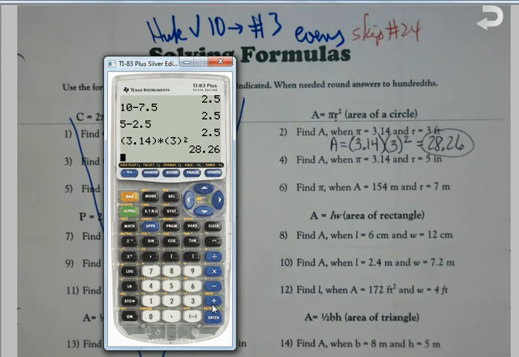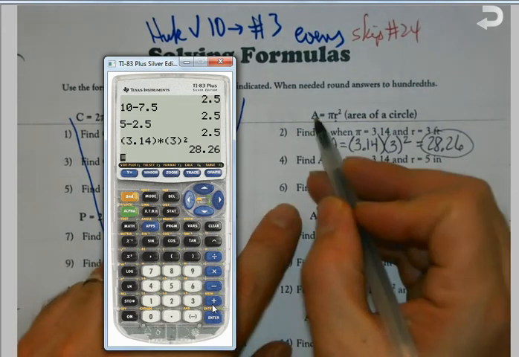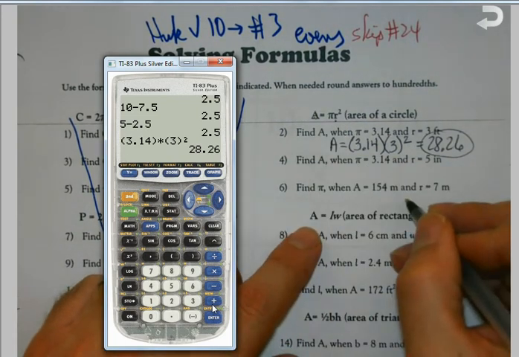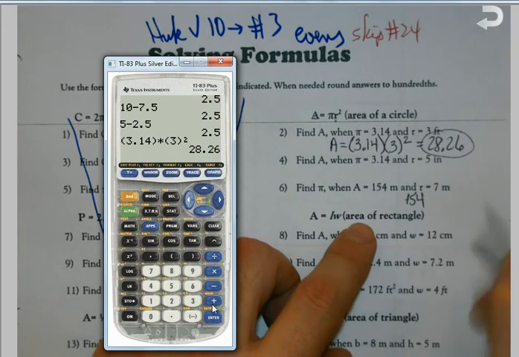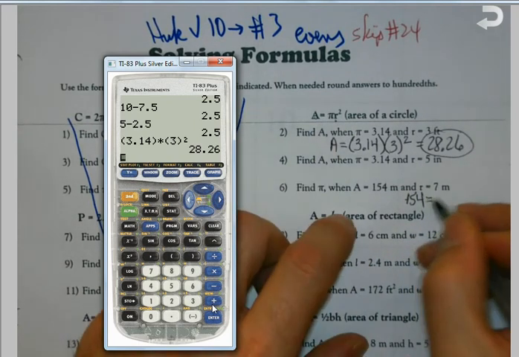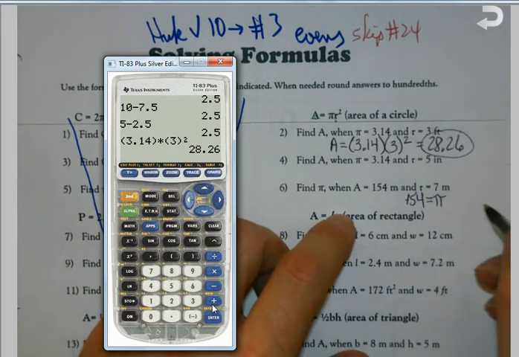Now, is it always going to be quite that straightforward? No. For example, number 6, I'm not looking for A. I'm trying to find out pi. So here's how this works. I still am going to take the formula they give me, except now I know what A is. I don't know what pi is, even though I really do.